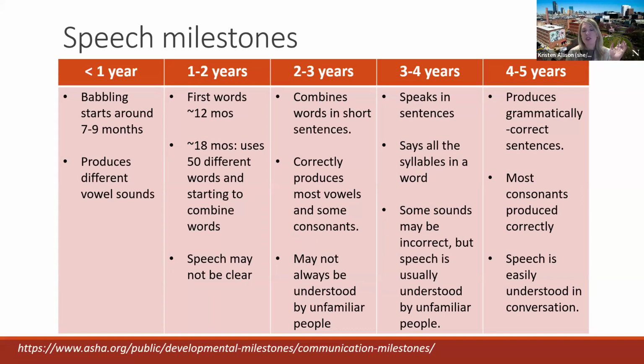Between age 3 and 4, children's speech and language skills expand and they're able to speak in longer sentences. By this age, they should be able to produce all of the syllables in a word, and they may have some sounds that are incorrect, but their speech should usually be understood by unfamiliar people. Then between age 4 and 5, children should be producing grammatically correct sentences. Most consonants should be produced correctly, and their speech should be easily understood in conversations. There's a lot more detail about communication milestones at this link from ASHA at the bottom here, but these are some of the major ones related most specifically to speech development.